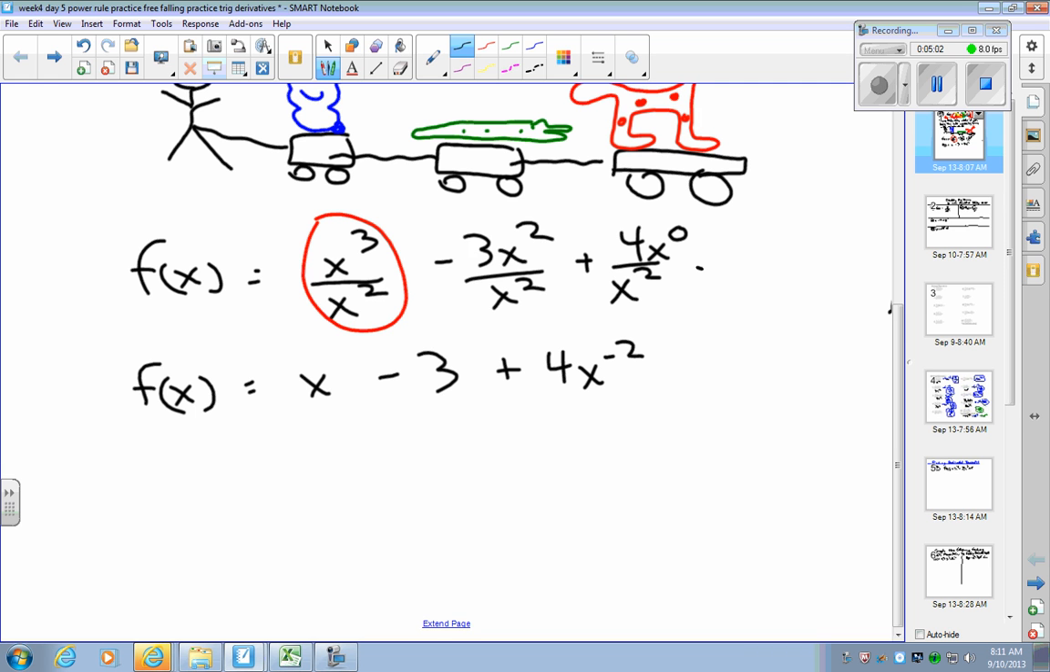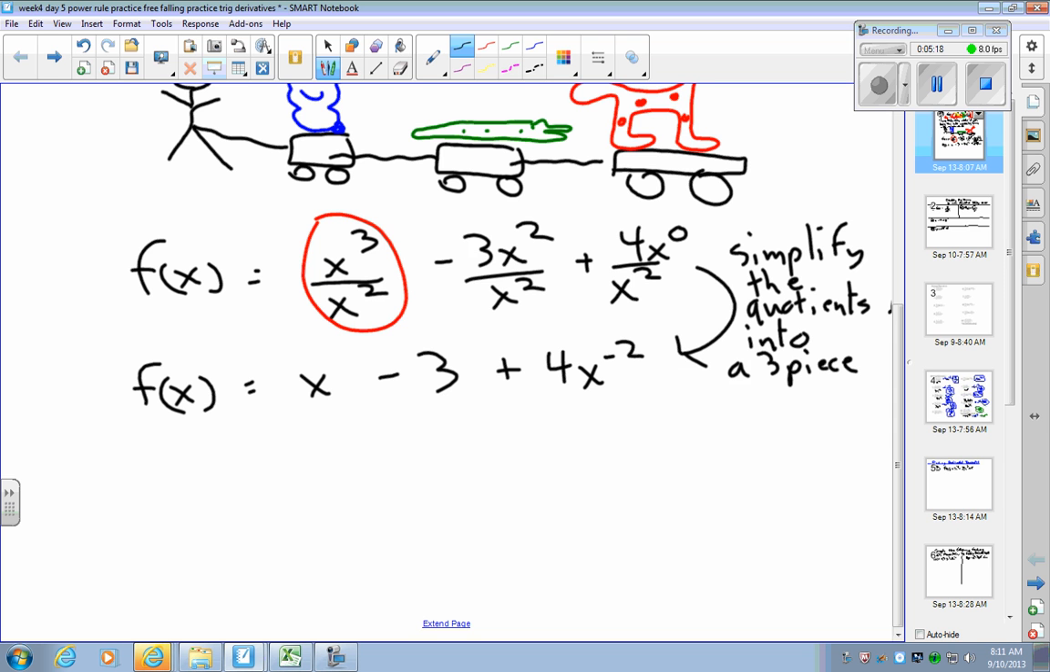So this whole step from here to here is simplify the quotients into a 3-piece toy train. Now, there's no more quotients anymore. You have 3 guys by themselves. You can now use the power rule. So finally, you can use the power rule shortcut here. Power rule shortcut.